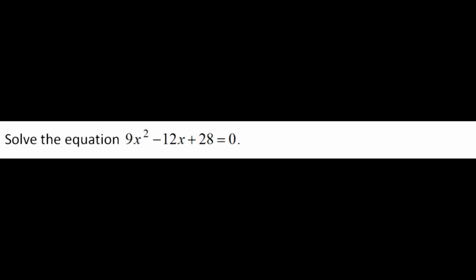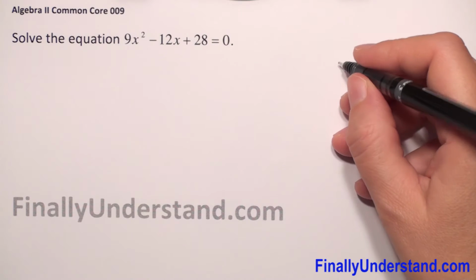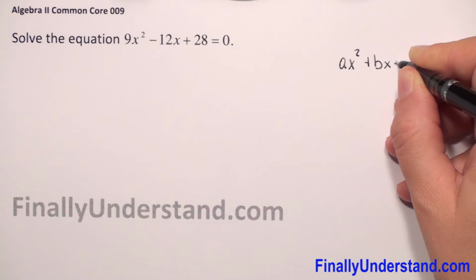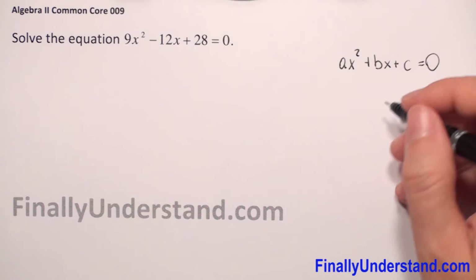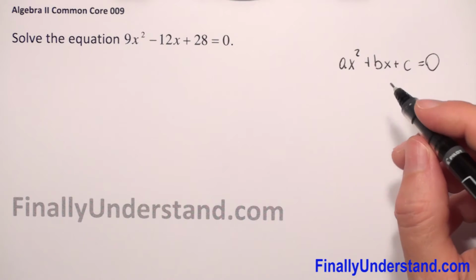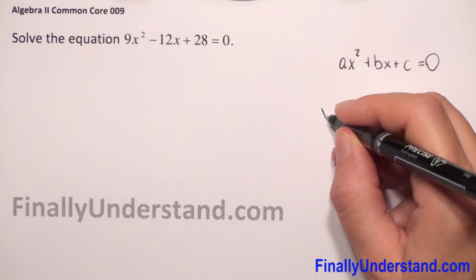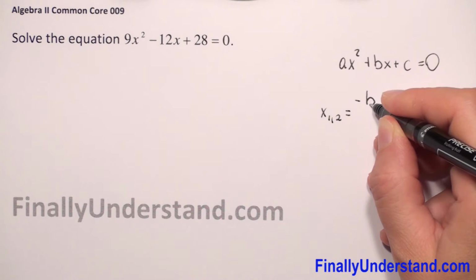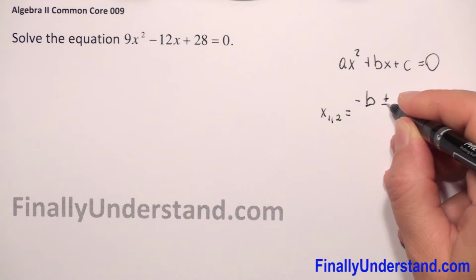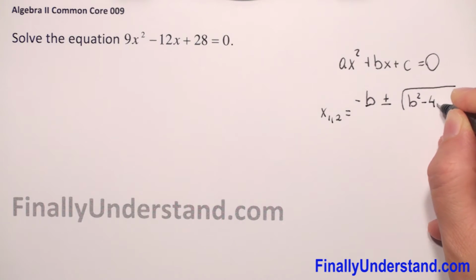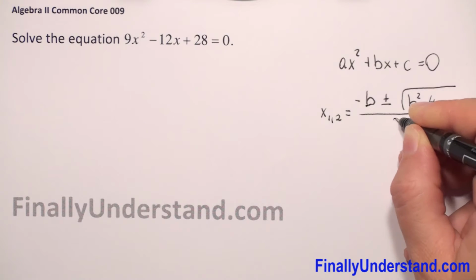We have to solve a quadratic equation. When we have the general form of a quadratic equation, ax squared plus bx plus c is equal to 0, then the formula for the solution is x1,2 is equal to negative b plus minus square root of b squared minus 4ac, over 2a.